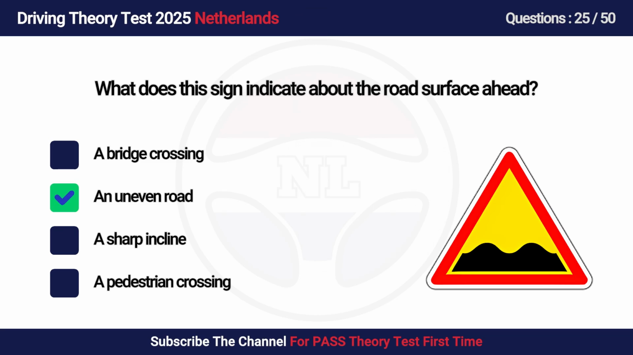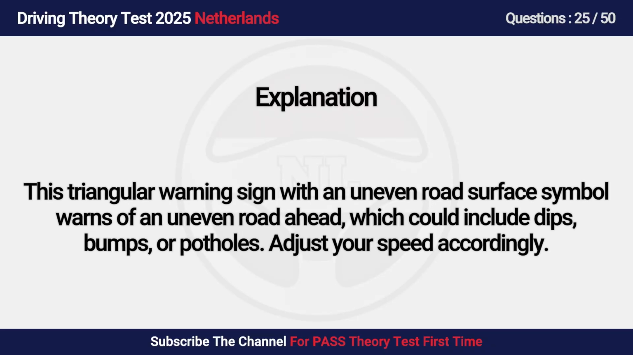Answer is B. An uneven road. This triangular warning sign with an uneven road surface symbol warns of an uneven road ahead, which could include dips, bumps, or potholes. Adjust your speed accordingly.